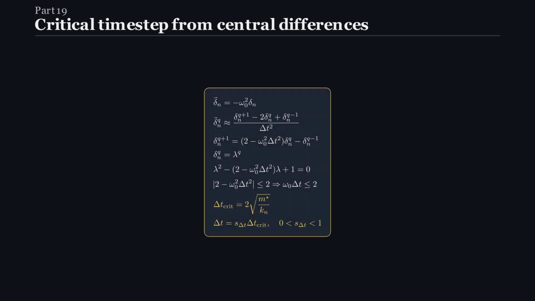Apply central differences to the local normal oscillator. The discrete update has a characteristic polynomial. Bounded oscillations require the roots to remain on or inside the unit circle, giving omega naught times delta t less than or equal to 2. Practical DEM uses a smaller safety factor.